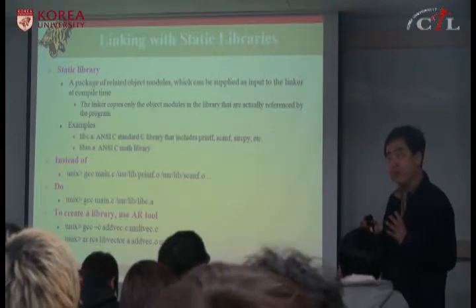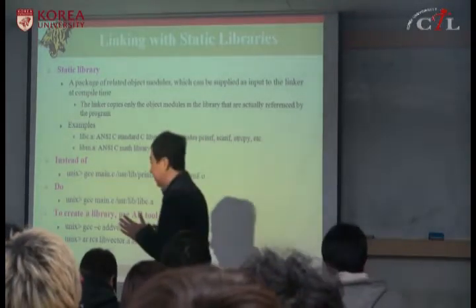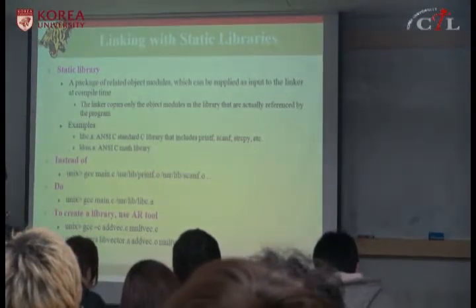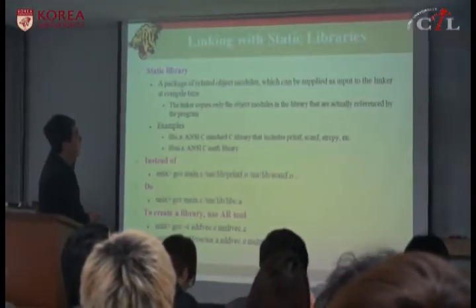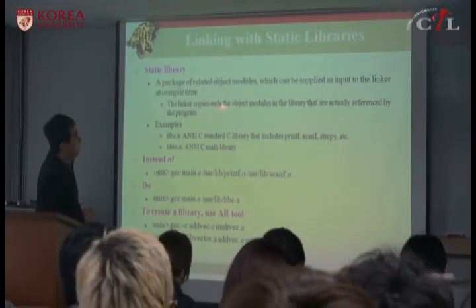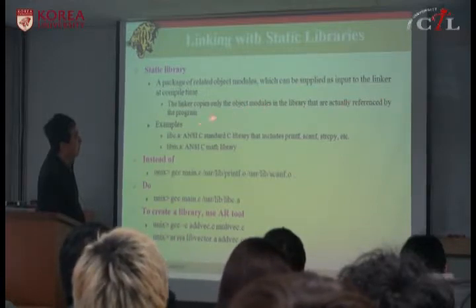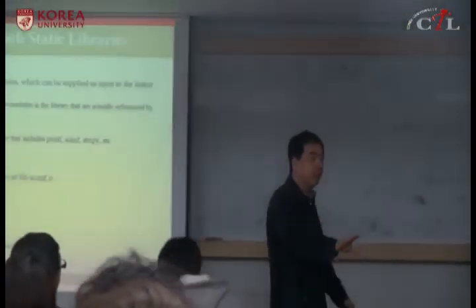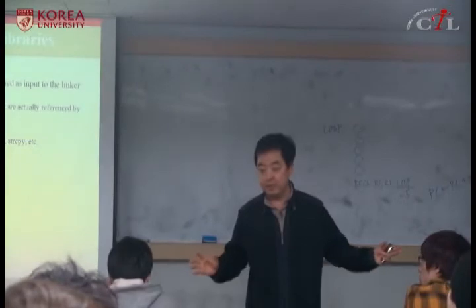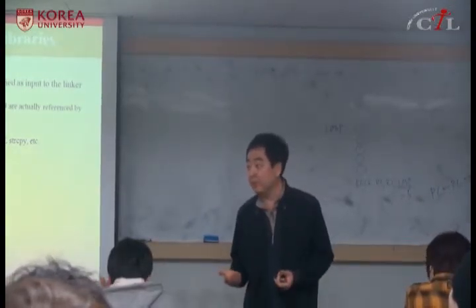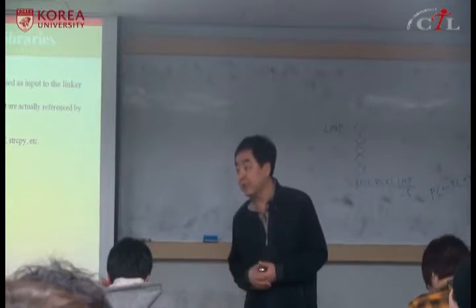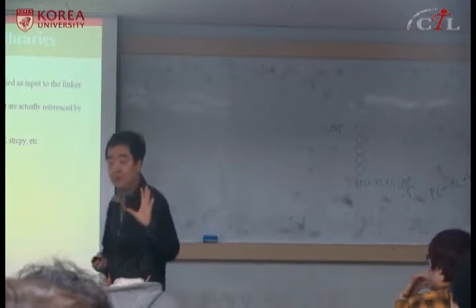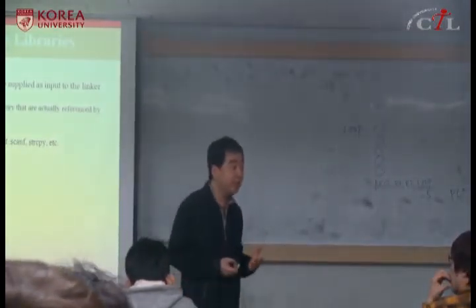So a static library is an input to the linker at compile time. And the linker copies only the object modules in the library that are actually referenced by the program. So if you have m.o and a.o, and your programs are standalone, you can link them together and create an executable. But in general, you need some service from the operating system. If you want to manage an I/O device, sometimes you have to ask the operating system for something, right?